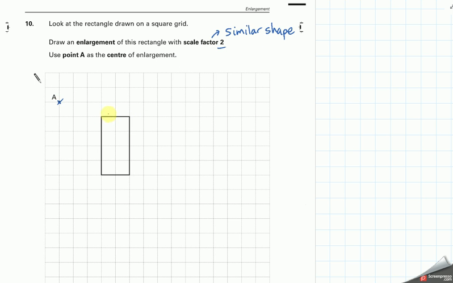So effectively, create an instruction to get to a point on this. So it's 3 right, 1 down. Double the instruction, so from A, 6 right, 2 down. And that's my starting point. So I took the instruction from A of going 3, and then 1 down. Double it. And it becomes double, across 6 and down 2.